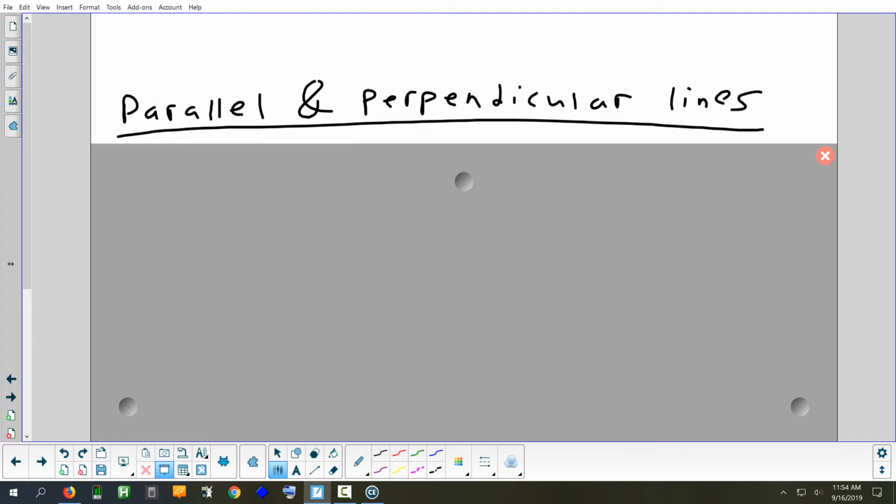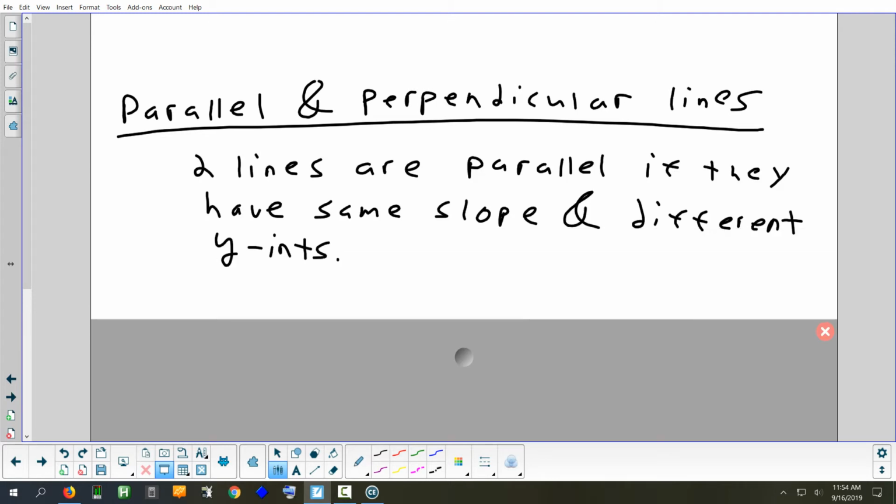The y-intercept. 2 lines are parallel if they have the same slope and different intercepts. If they have the same slope and same intercept, then they're not parallel, they're the same line, right on top of each other. So that's parallel.